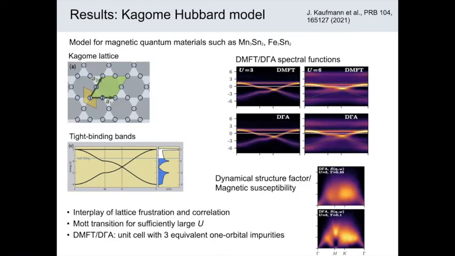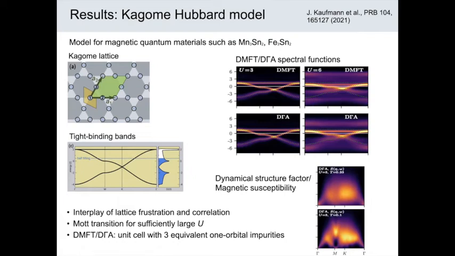And then a second application that I wanted to show is for the Kagome Hubbard model. This is work done by Josef Kaufmann, who was a PhD student in Vienna. It's not an ab initio calculation, but a model calculation, though a realistic model for such Kagome metals.